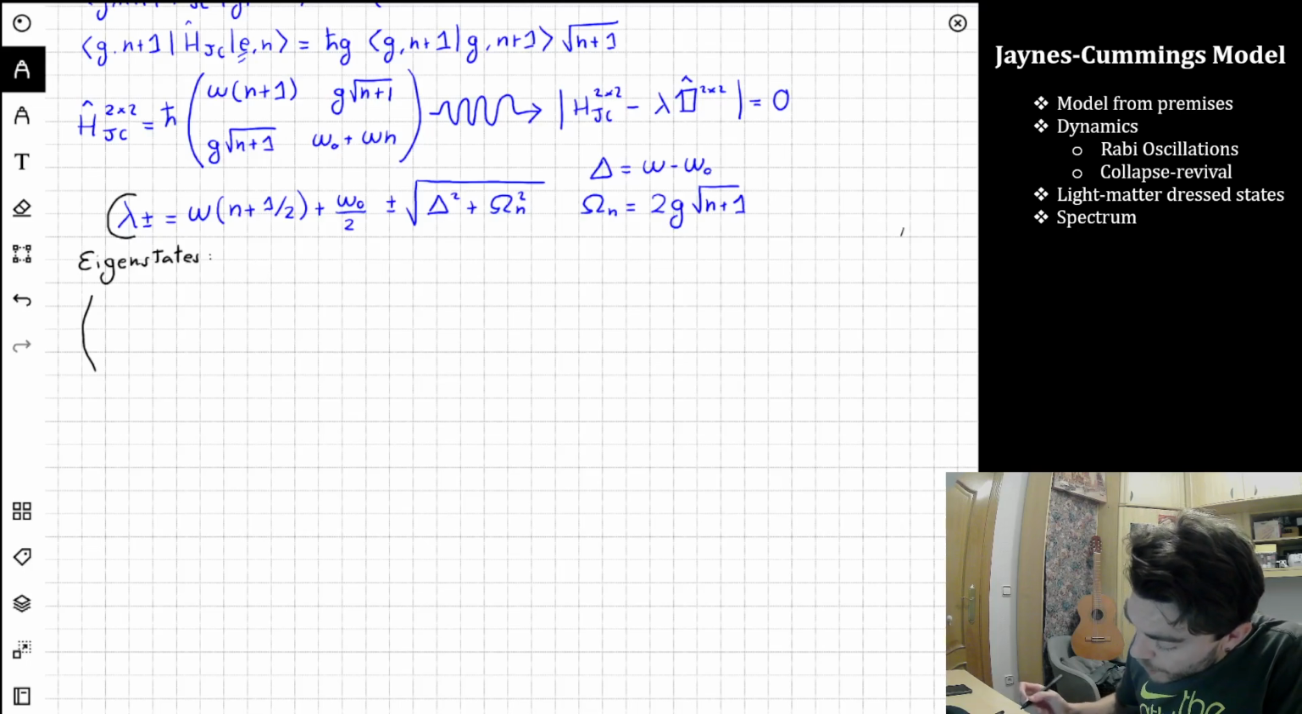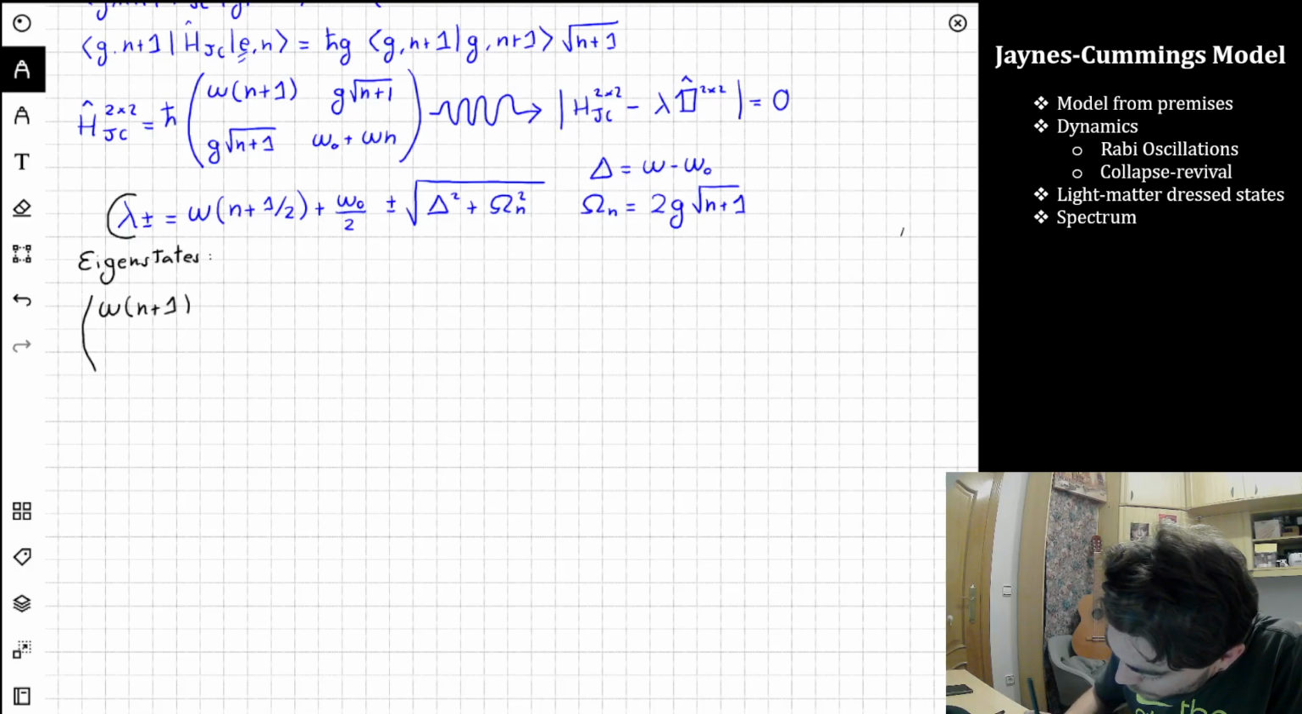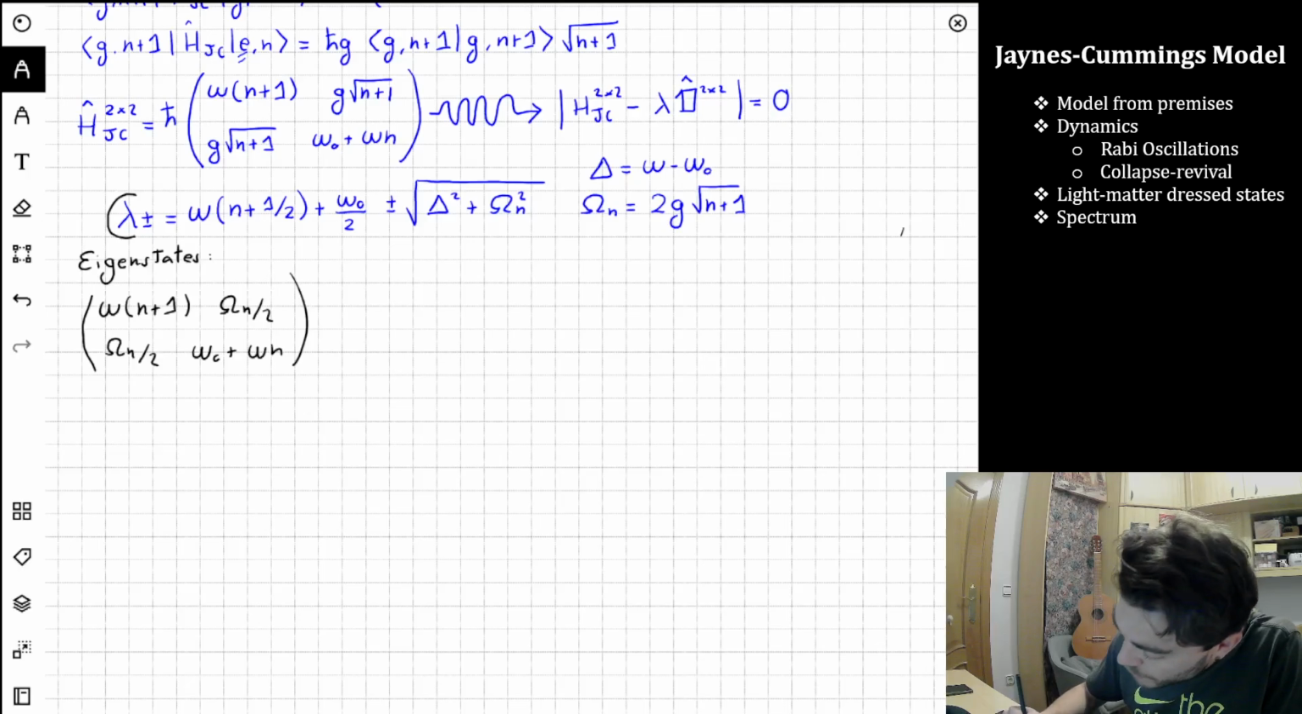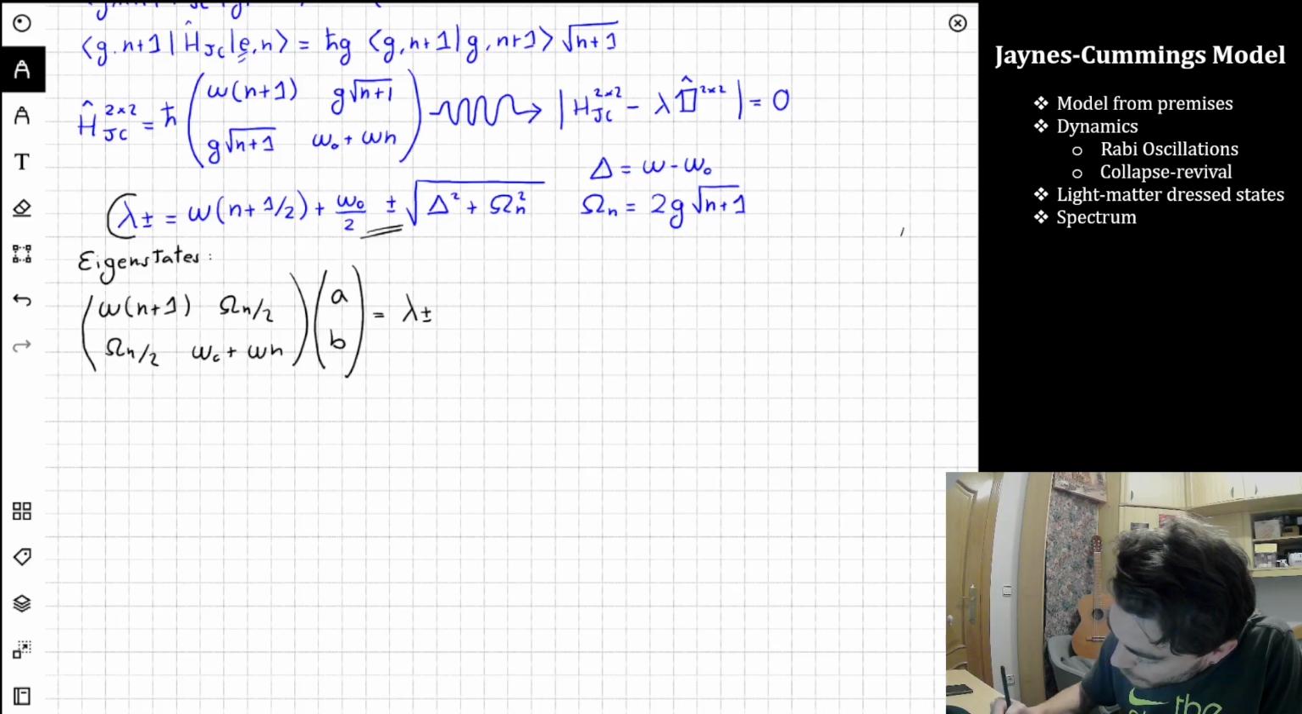what we do now is we say, okay, we have the Hamiltonian that I'm gonna rewrite, g square root, well, yes, sorry, just to be faster, omega n divided by 2, and then omega 0 plus omega times n. So this is the Hamiltonian without the h bar. Then this is applied to an eigenvector with components a and b. This should give me these eigenfrequencies, which are all these things, applied to the same eigenvector.